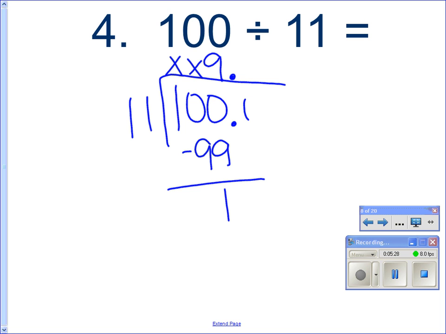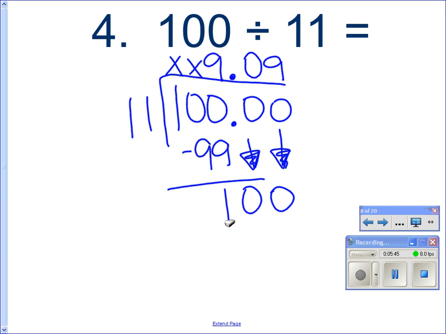11 cannot go into 1, so we add a 0 and bring it down. 11 goes into 10. It cannot, so to keep everything lined up, we put a 0 at the top, add a 0 here, and bring the 0 down again. 11 now goes into 100 9 times. And we are back at where we started. So this is a repeating decimal.